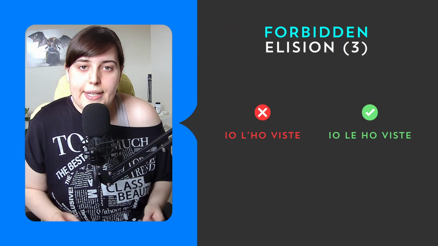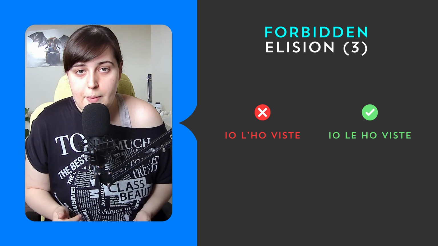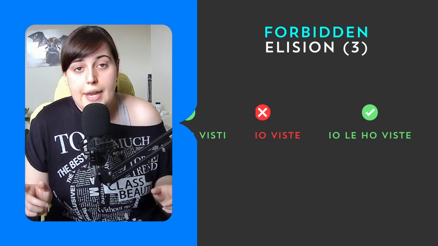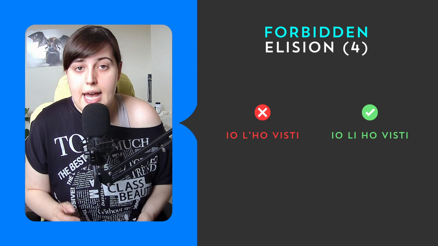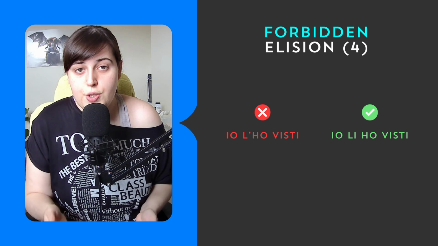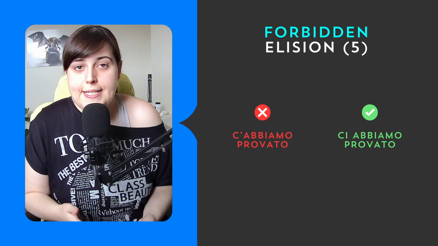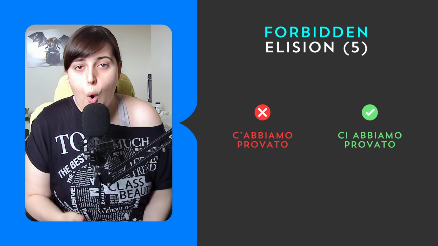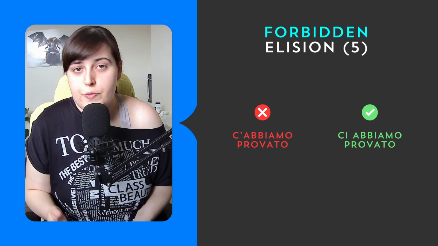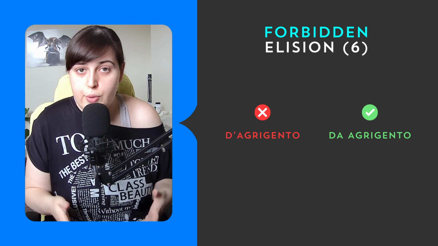Number 3, when le function as a feminine personal pronoun, singular or plural. For example, io le ho viste. I saw them, where them is feminine. Number 4, when li functions as a masculine plural personal pronoun. For example, io li ho visti. I saw them, where them is masculine. Number 5, when ci precedes a word starting with a, o, u or h. For example, ci abbiamo provato. We tried. Number 6, with the preposition da, to avoid confusion with di.